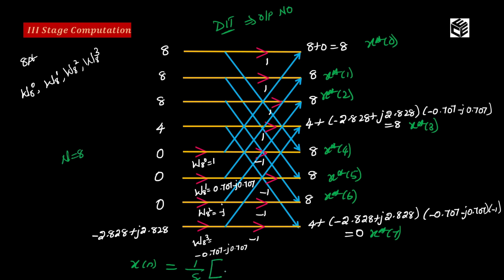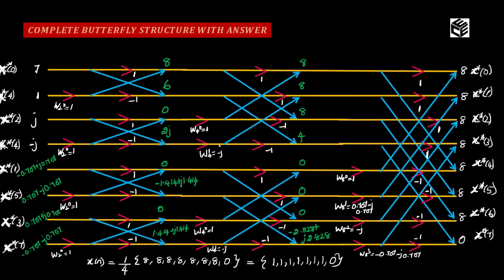1 by 8 into 8, 8, 8, 8, 8, 8, 8, 0. So my final answer of x of n sequence is 1, 1, 1, 1, 1, 1, 0. I have shown the overall structure for this specific problem, and this is how you need to present during your examinations. Okay. So using DIT method, we have calculated the IDFT for a given sequence. Now we are going to the next problem.